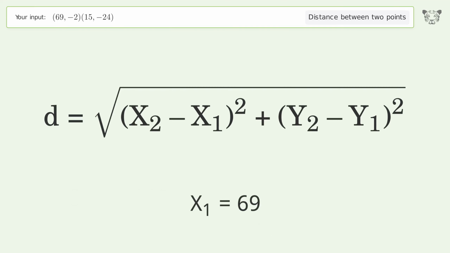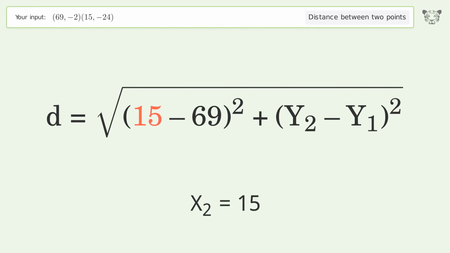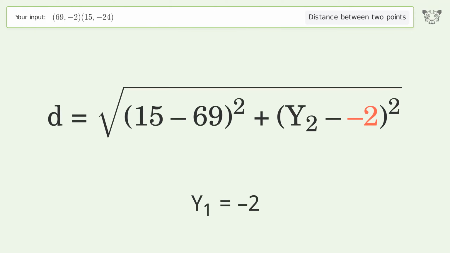x1 equals 69. x2 equals 15. y1 equals -2. y2 equals -24.